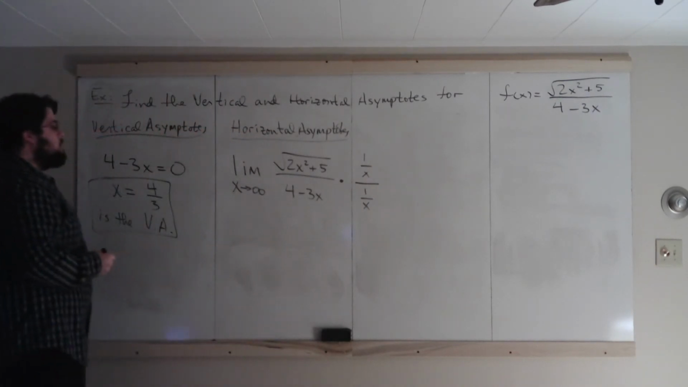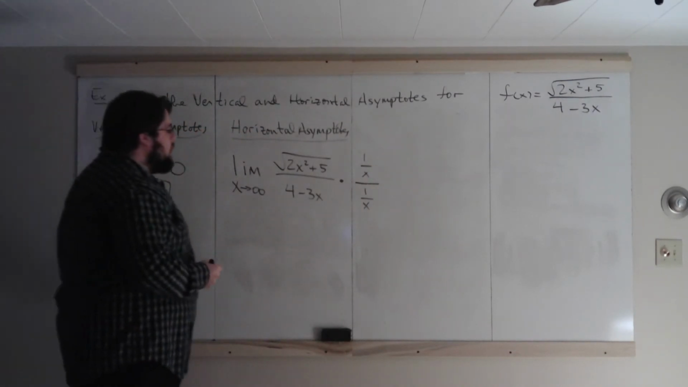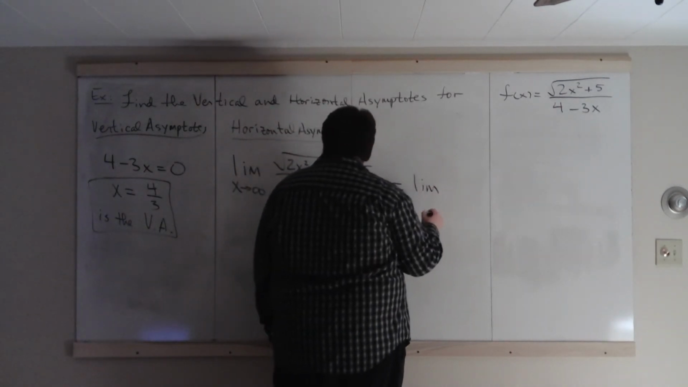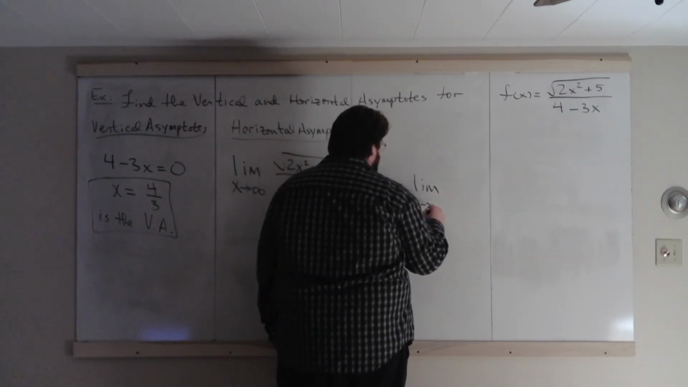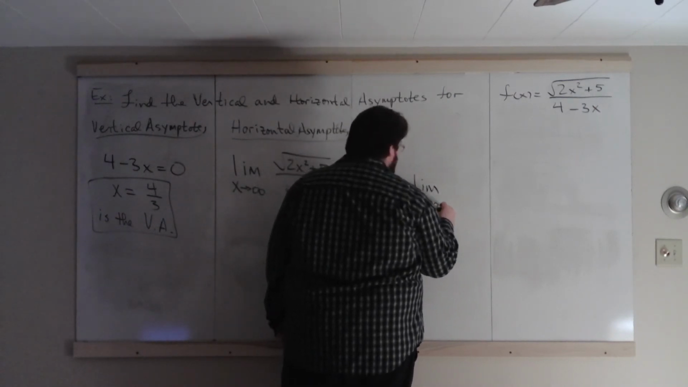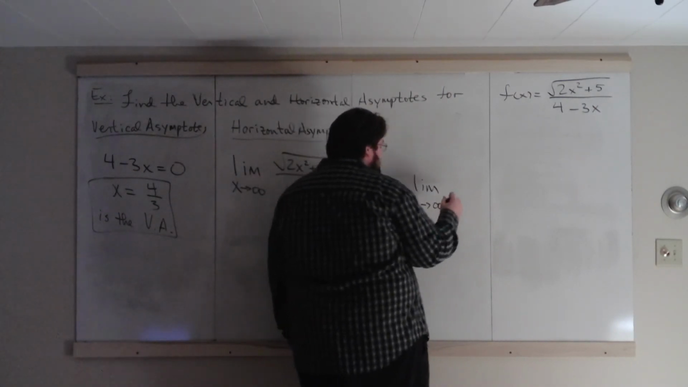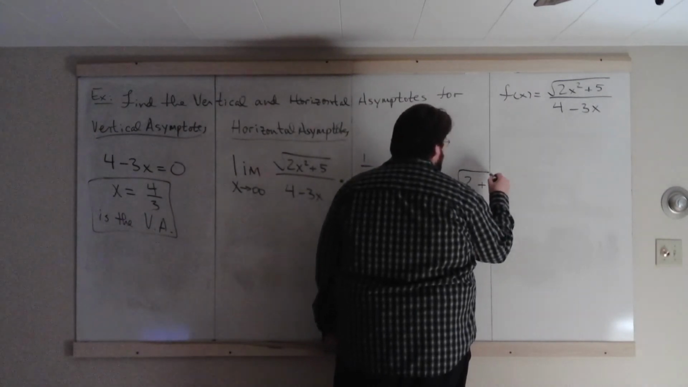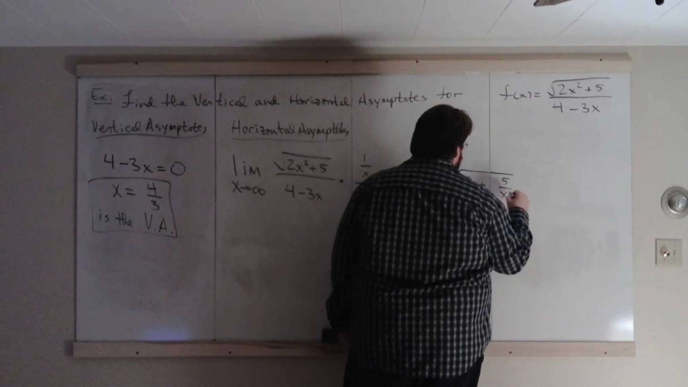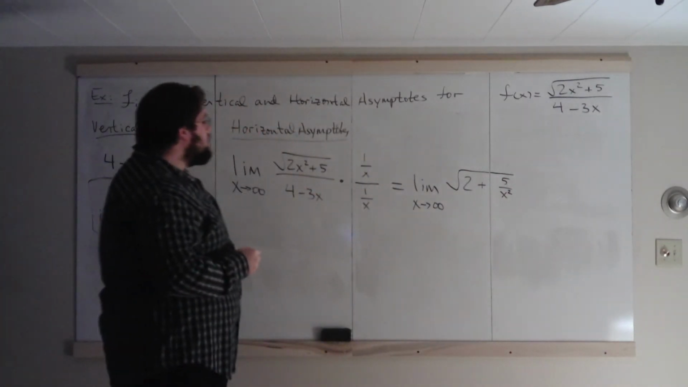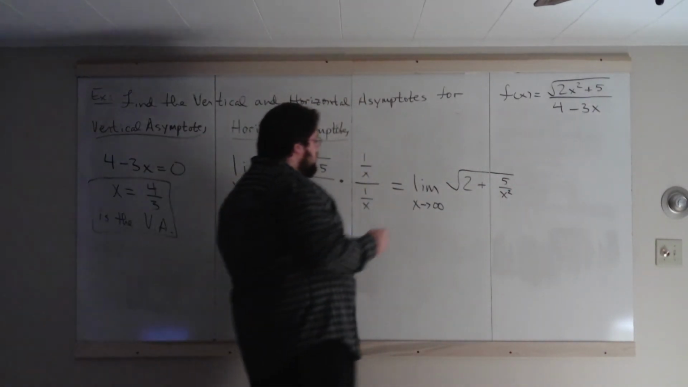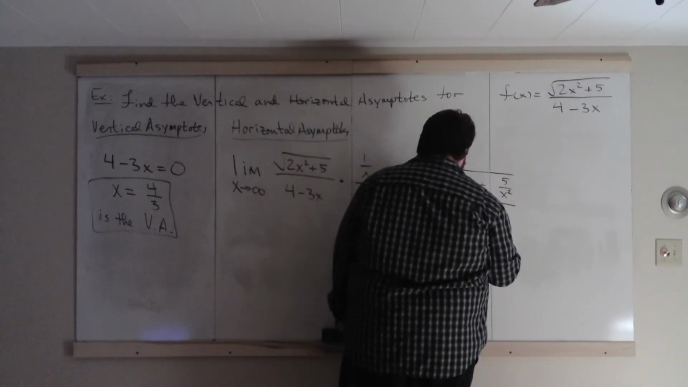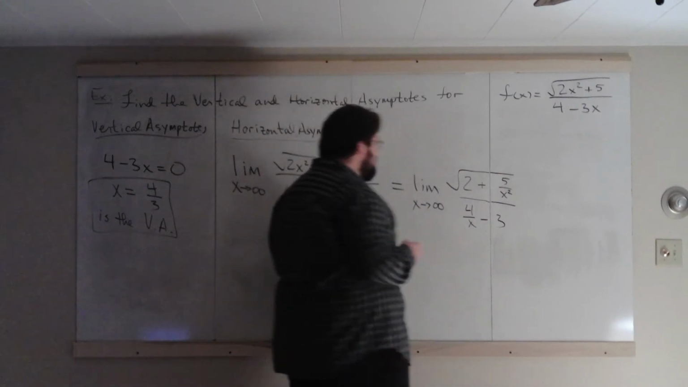And remember, to get that x inside this square root, we need to consider it as a square root of x squared, which we did in week, I believe, 4. So this equals the limit as x goes to infinity of the square root of 2x squared over x squared plus 5 over x squared, all over, in the bottom, 4 over x minus 3.